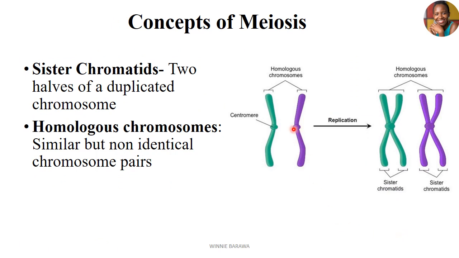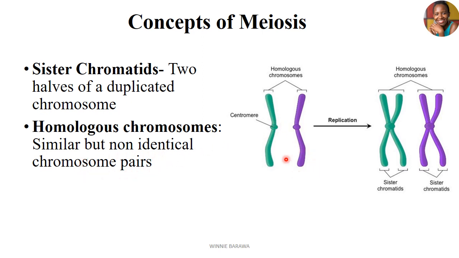First and foremost, before we go into details of how the meiosis process happens, I need us to understand a few concepts that pertain to meiosis. Part of it is understanding what sister chromatids means. Sister chromatids are two halves of a duplicated chromosome, okay? And then we have homologous chromosomes, which refers to similar but non-identical chromosomal pairs.